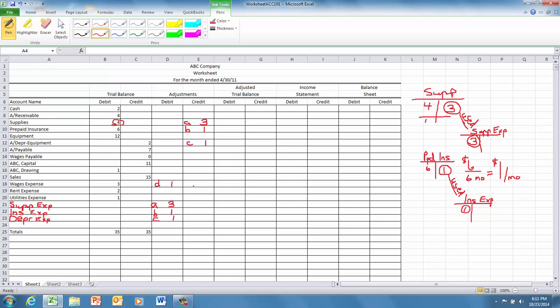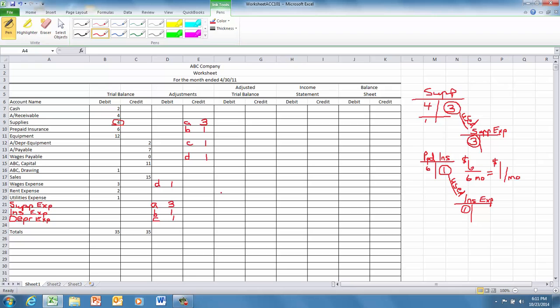And I'm not actually paying out cash for the wages today, but I would owe those wages if the company closed up for today, then I would owe them. So I'm going to start an account called wages payable and put the dollar credit in there. I owe out to the employees that $1.